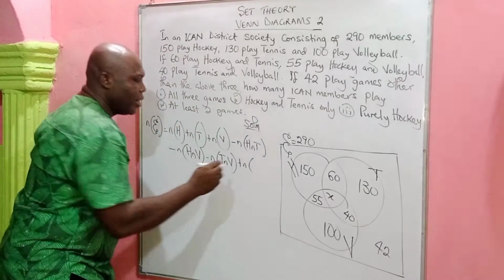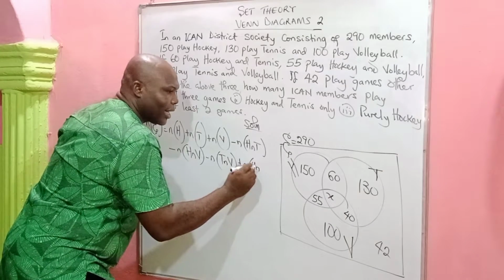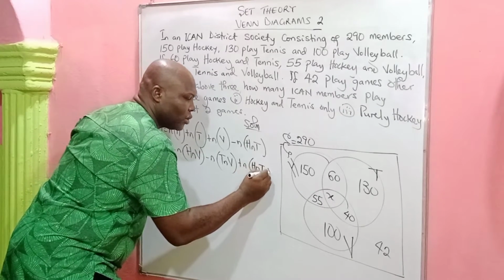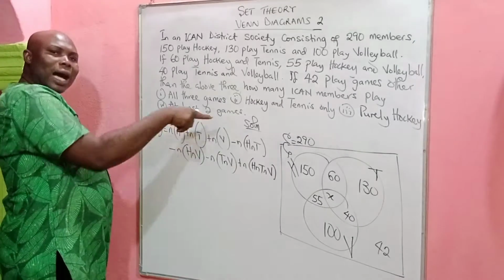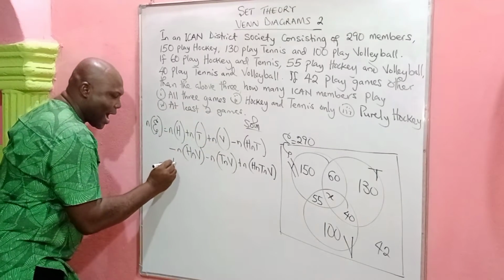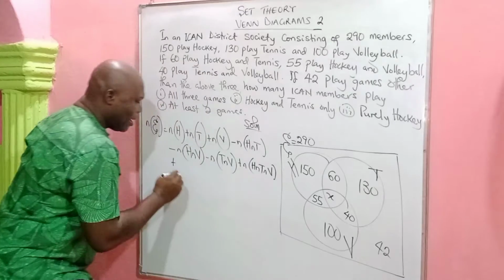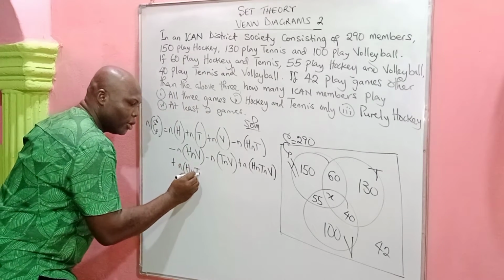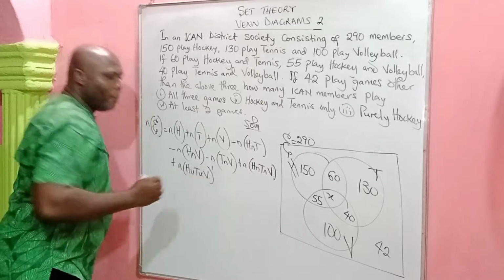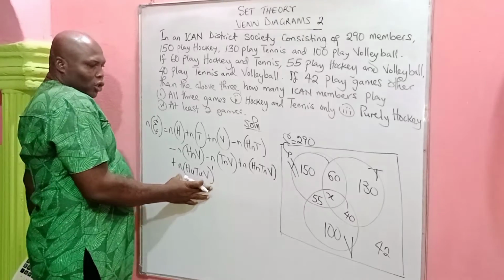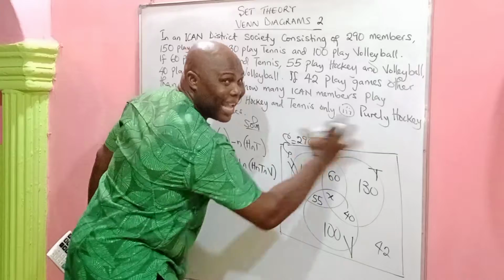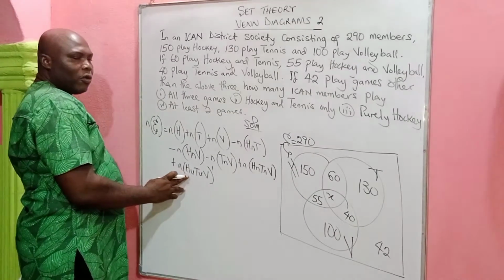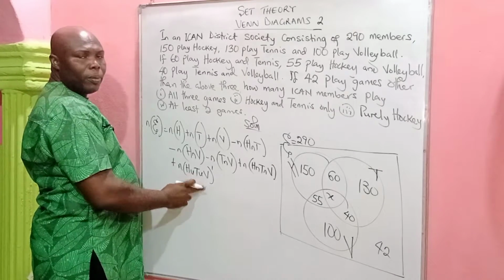All three: hockey intersection tennis intersection volleyball. So we are going to add that portion. And finally add where neither. That means the number of (hockey union tennis union volleyball) complement. Meaning that this portion is for those that do not play any of the three games. That's the number of (hockey union tennis union volleyball) complement.